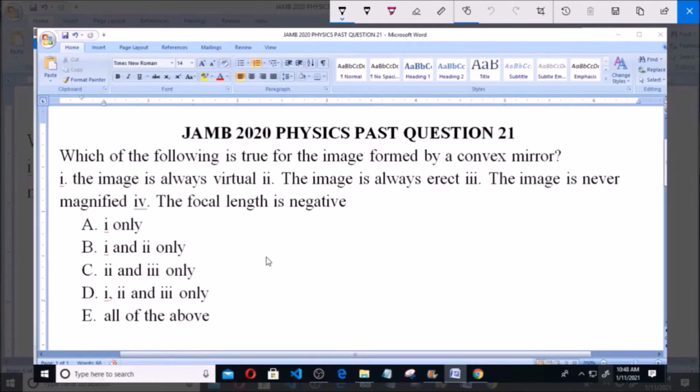Now, option A says I only is correct, that is statement 1 is correct. B says I and II only. C says II and III only. D says I and III only. And E says all of the above, that is all the statements above are correct.